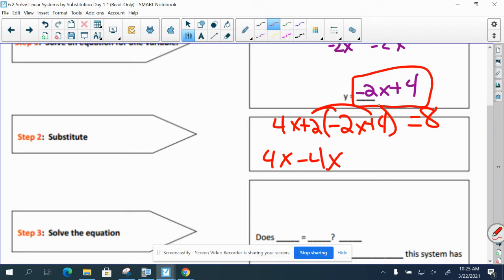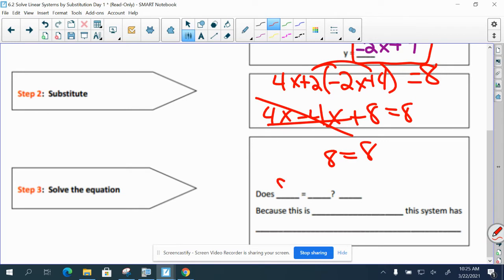And then 2 times 4 would be 8 equals 8. Your x's cancel, so you get 8 equals 8. So does 8 equal 8? Yes. So if you get something that is true, so if the variables cancel out and you get that 8 equals 8, or number equals the number and it's true, then it would have infinite solutions.